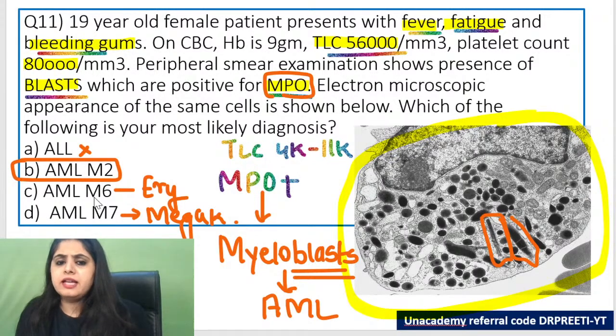So इसमें clear था. एरिथ्रोब्लास्ट में ऑर रॉड्स नहीं दिखेंगी, that I am seeing over here. मेगाकैरियोब्लास्ट में ऑर रॉड्स नहीं दिखेंगी. In AML M2 I will see Auer rods, so that was the answer.